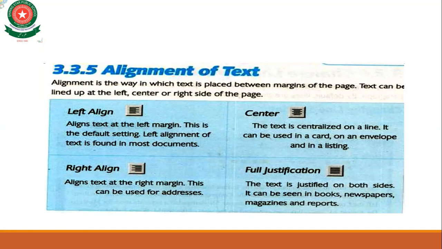Center: the text is centralized on a line. It can be used in a card or on an envelope and in a listing. Right align aligns text at the right margin. This can be used for addresses. Now, the last one is full justification. The text is justified on both sides. It can be seen in books, newspapers, magazines, and reports.